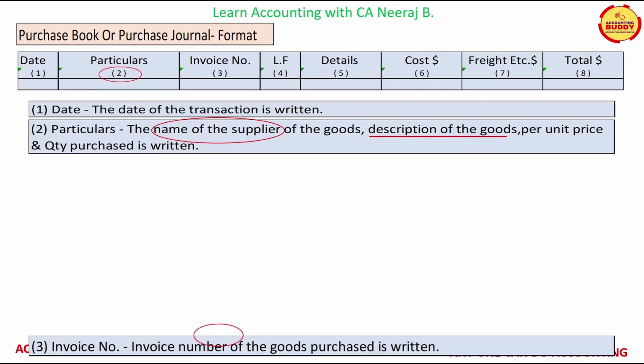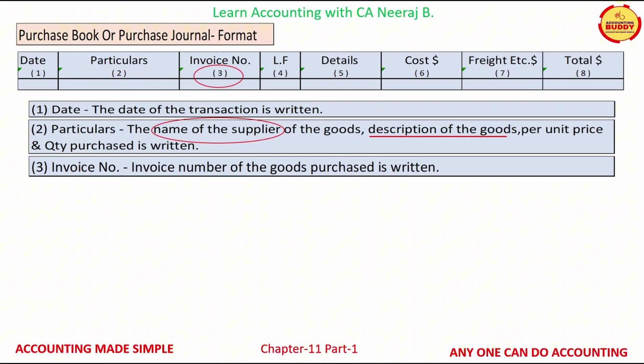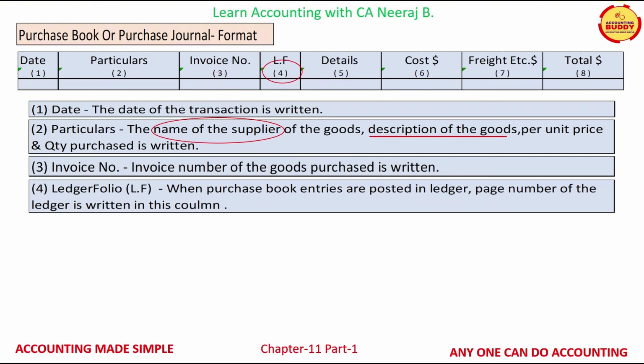Column number 3 is for invoice number. In this column, the invoice number of the goods purchased is written. Column number 4 is of ledger folio. When the purchase book entries are posted in ledger, the page number of the ledger is written in this column.